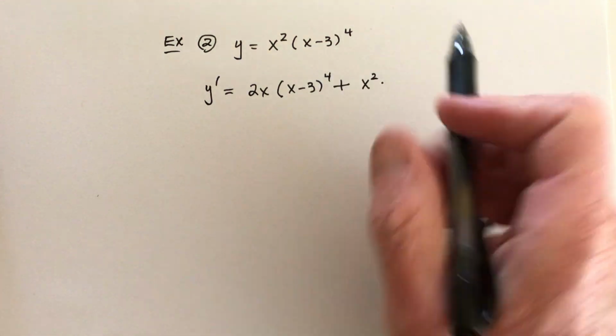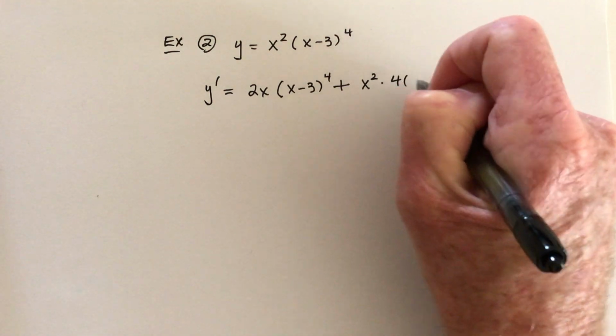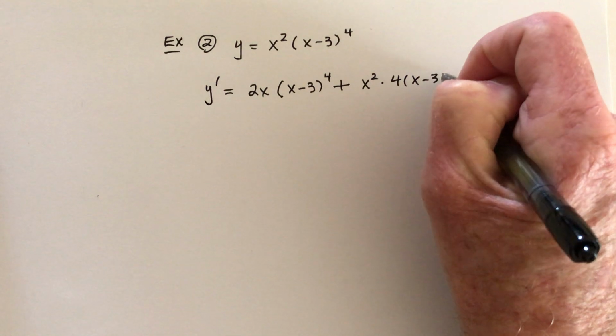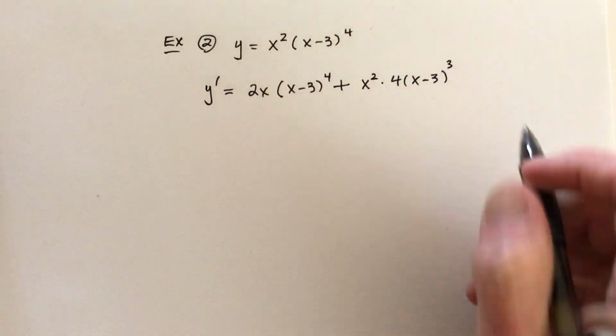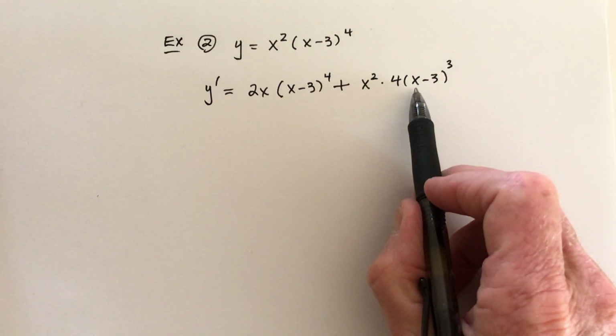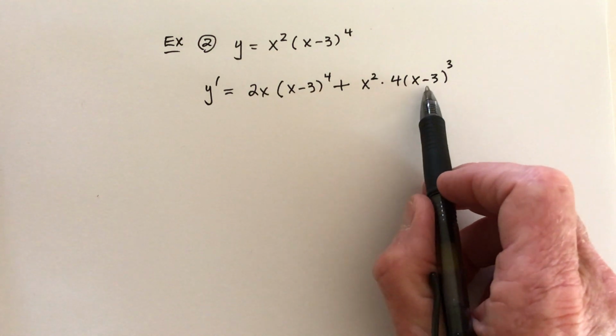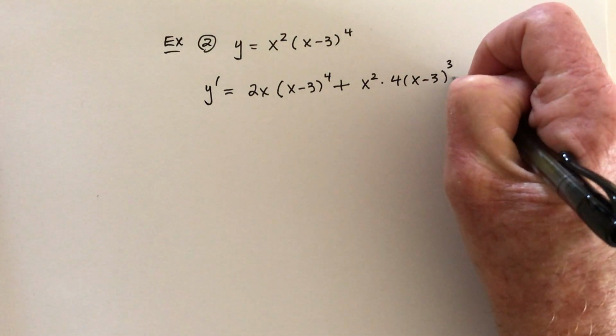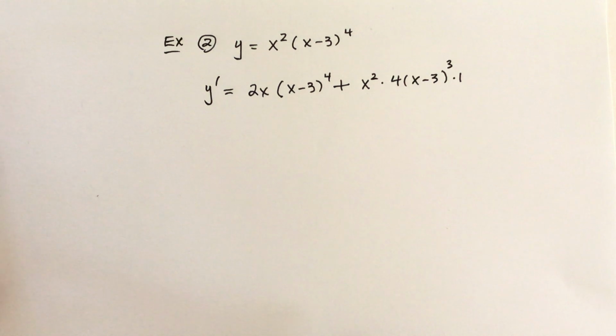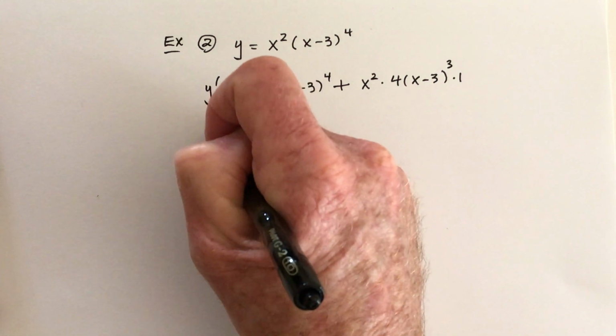Next it goes plus, this time leave x squared alone, and now take the derivative of this function, which means I need to put the 4 in front, and then subtract 1 from the exponent. And then technically I'm supposed to also do the chain rule. The derivative of x is 1, so then times 1. Now set it equal to 0.